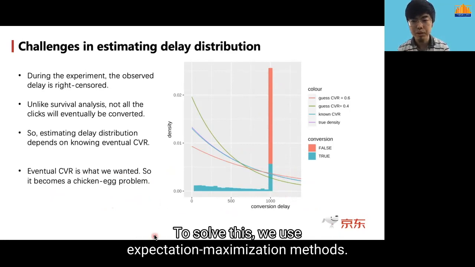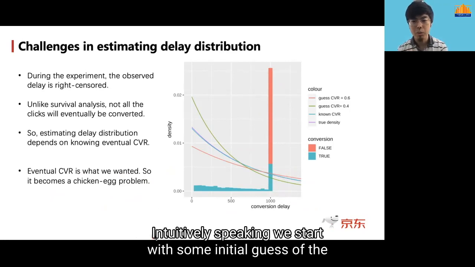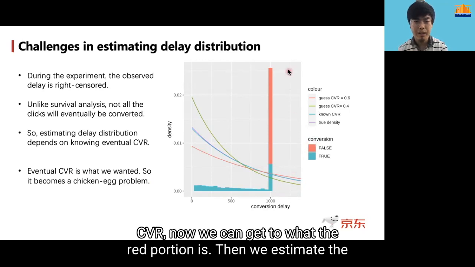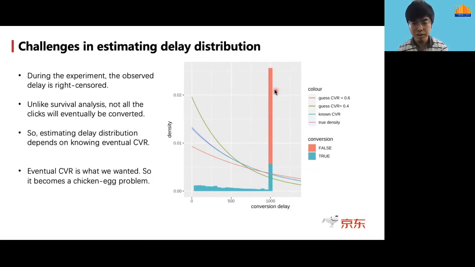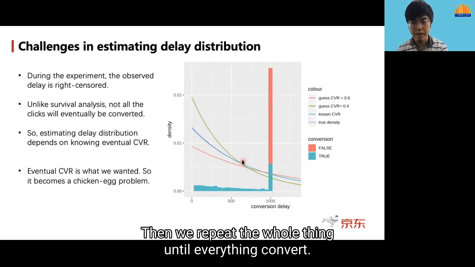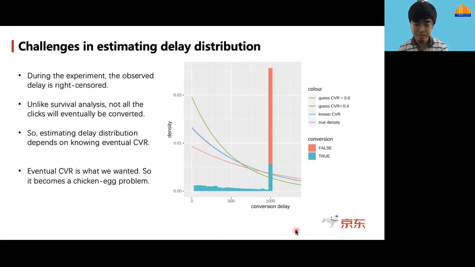To solve this, we use the expectation maximization method. Intuitively speaking, we'll start with some initial guess of the CVR. Then we can guess what the red portion is. Then we estimate the delay distribution. Then we update our guess of the CVR and the red portion. Then we repeat the whole thing until everything converges.